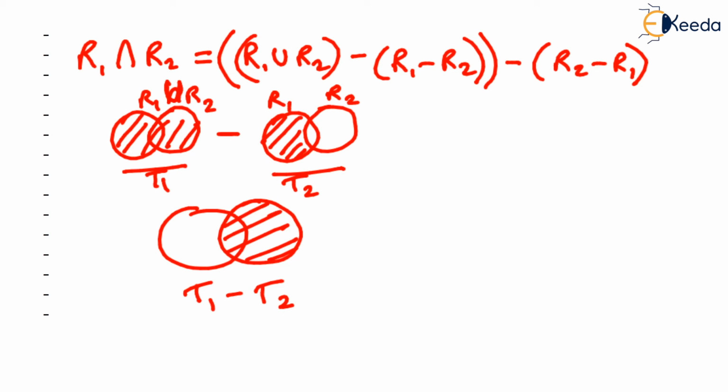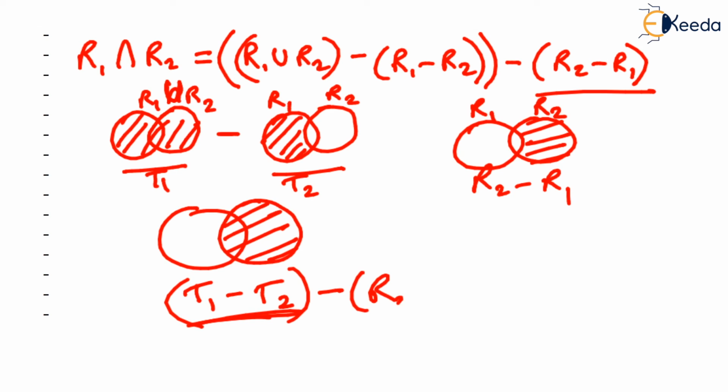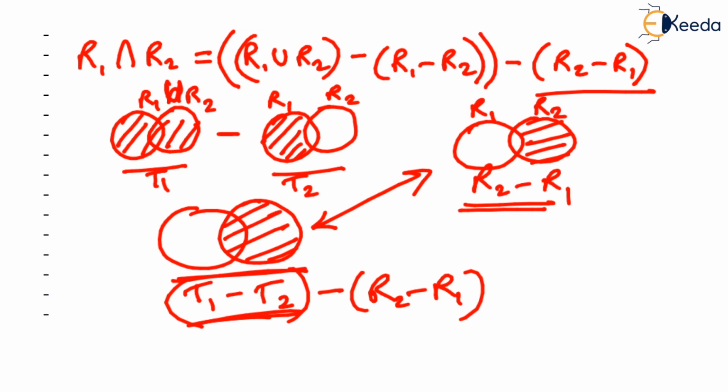And now finally, what about R2 minus R1? R2 minus R1 is going to be those elements which are there in R2 but not there in R1. So this is that region. This is R2 minus R1. And now finally what we are doing is T1 minus T2 subtracted with R2 minus R1. If you see the subtraction of these two things, the elements which are there in T1 minus T2 but not there in R2 minus R1, this is clearly going to give us the intersection of the two sets. This is R1 intersection R2.